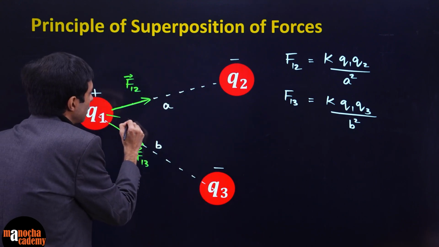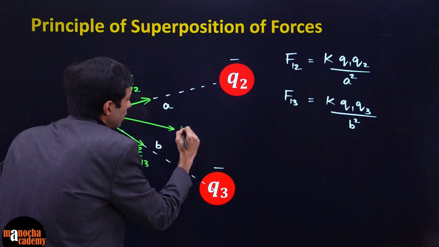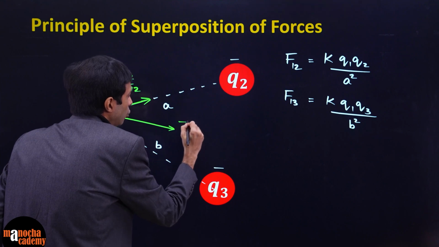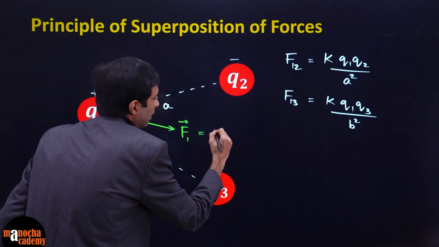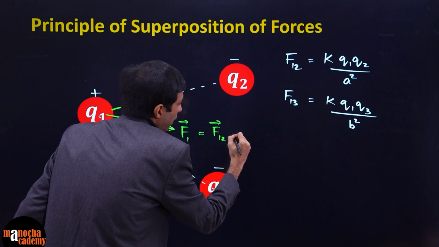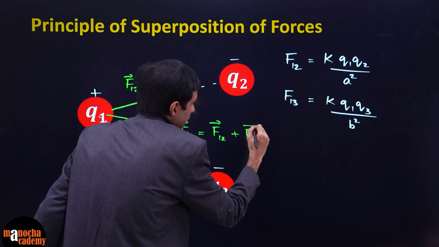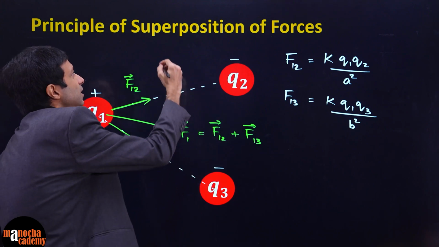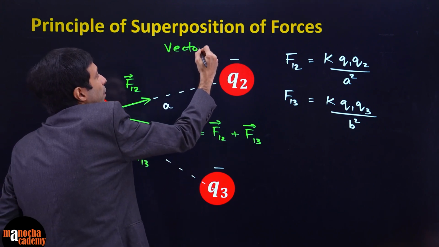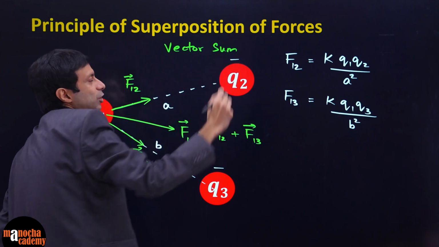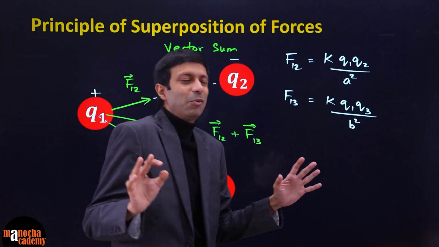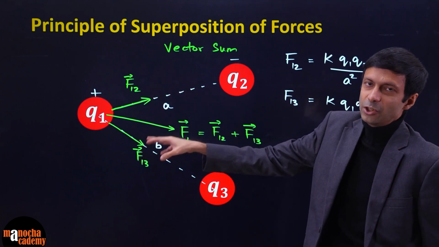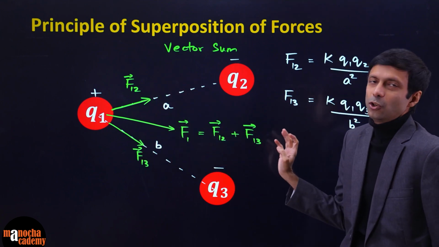So let's say the vector sum is in this direction. I'm going to call it force 1, the force on 1 due to both these charges, is going to be F12 plus F13. As simple as that. So what we've done is we have taken a vector sum. This is what we call the principle of superposition of forces. Fancy name, but basically you're just taking a vector sum of the two individual forces, right? To find the net force, it's going to be F12 plus F13.